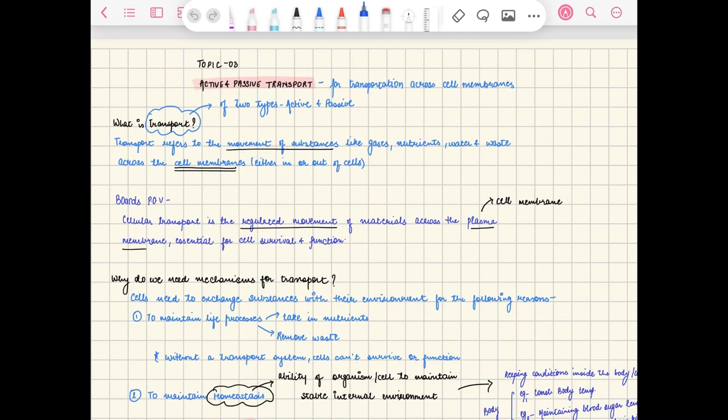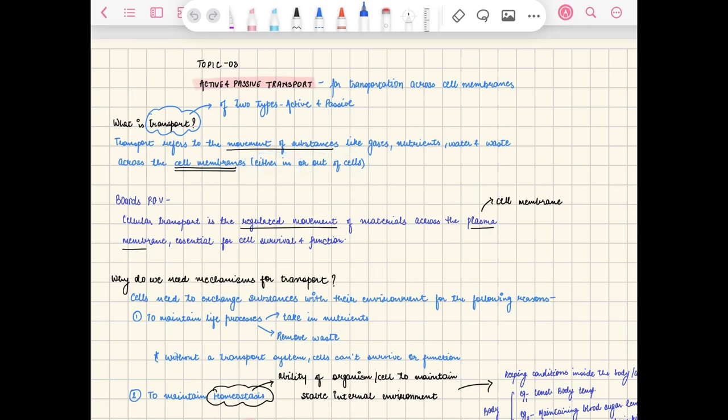Hi guys, so the topic for today's video is active and passive transport. Now, first of all, we'll start with what is transport. Transport is the movement of substances like gases, nutrients, water, etc. across the cell membranes. Now, it can either be inside the cell membranes or out of them, right?